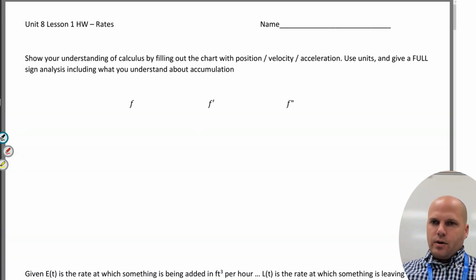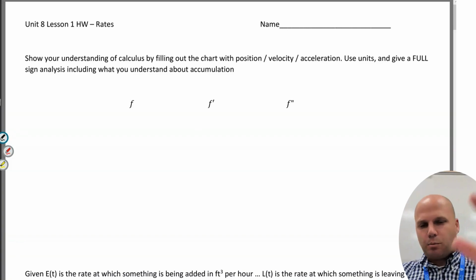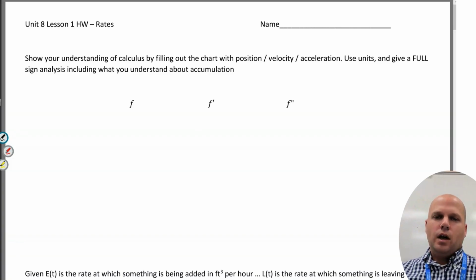All right, guys, let's do Unit 8, Lesson 1 homework on rates. Well, we understand you have to watch the lesson. Pretty much the first page is the lesson, and I want you to fill it out. I'm not going to fill it out. You have to watch the lesson to fill it out.